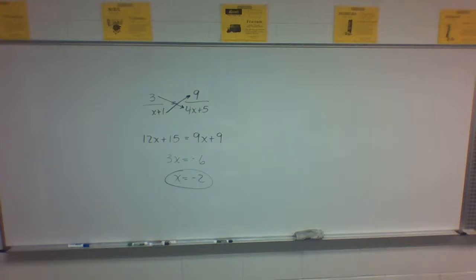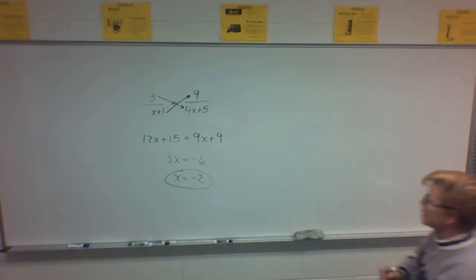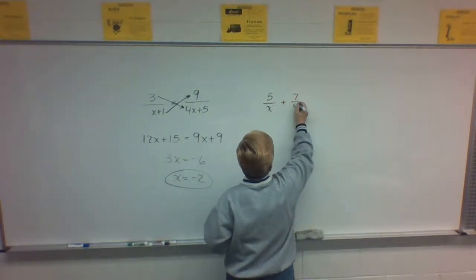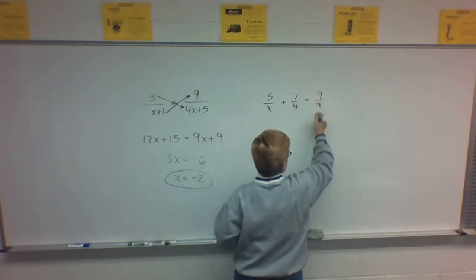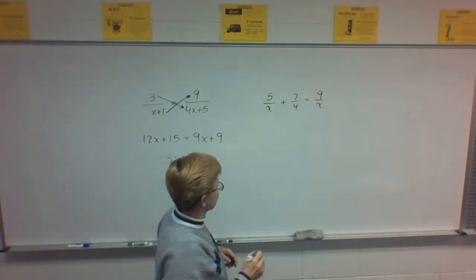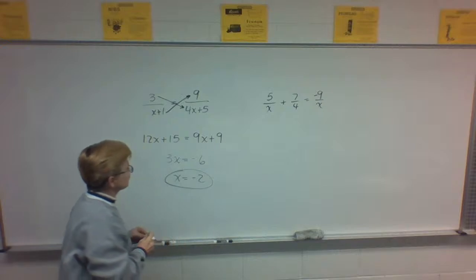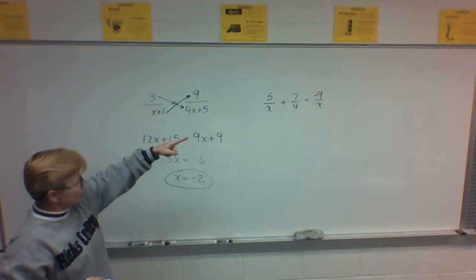Okay, example 3 says just solve the equation. I have 5 over x plus 7 over 4 equals -9 over x. Is that what I said? It's negative, -9 over x. Is everything else correct? Yeah. Okay. Now, compare what we started out with here to what we've got here.